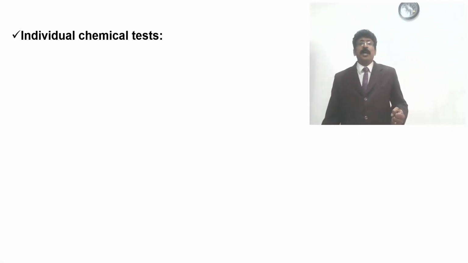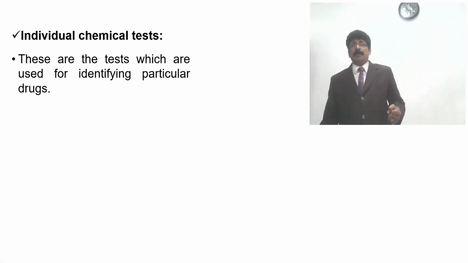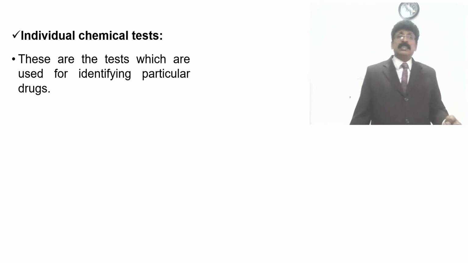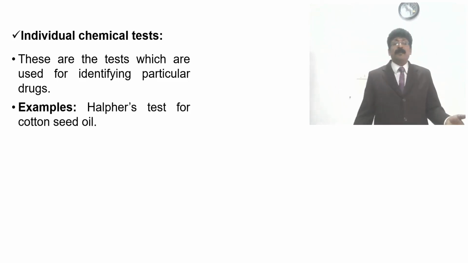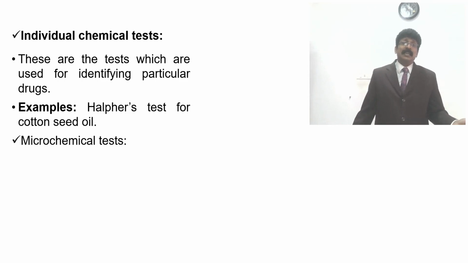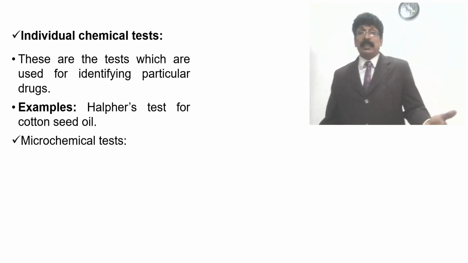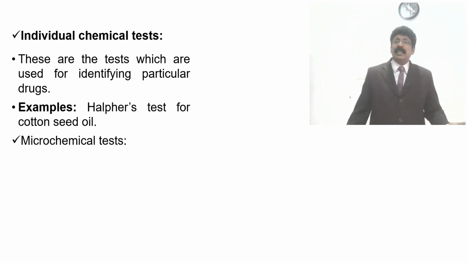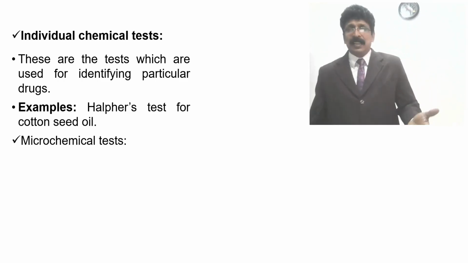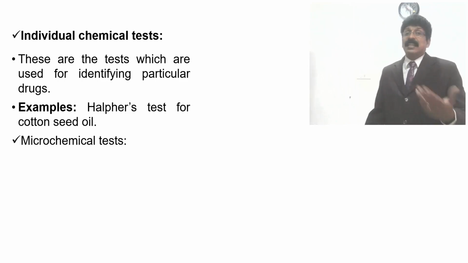Individual chemical tests also, there are many chemical tests. These are tests which identify a particular drug, for example Halphen's test for cottonseed oil, which I just added, because when you say Halphen's test, we should know what this test is. For alkaloids we know there are many tests, for glycosides there are many tests, for carbohydrates, for steroids, and for tannins there are many tests.